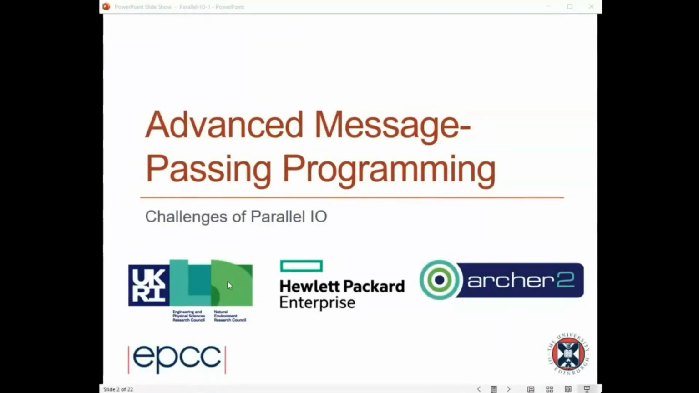Okay, so what I'm going to do is the first talk is really just to talk about the challenges of parallel I/O, what the problems we'll solve are, and I'll introduce a kind of prototype problem. It's a very simple parallel I/O pattern, but it will serve as a useful model for discussing the issues that we're going to have.